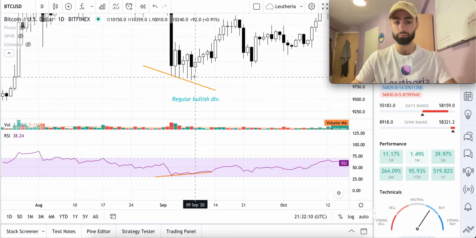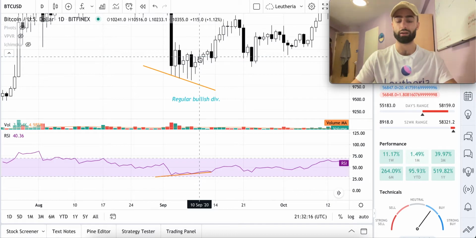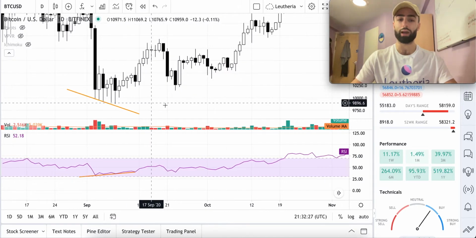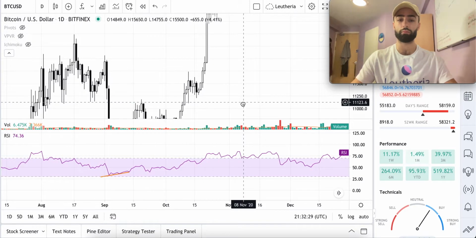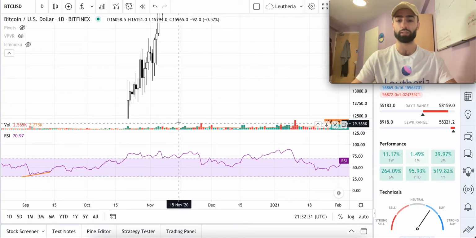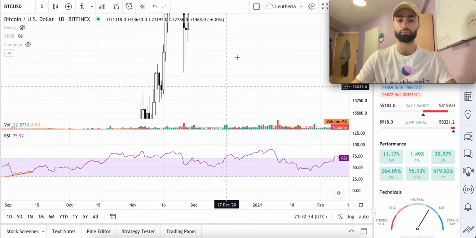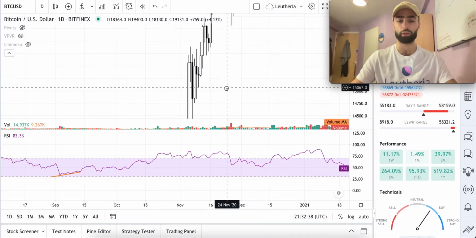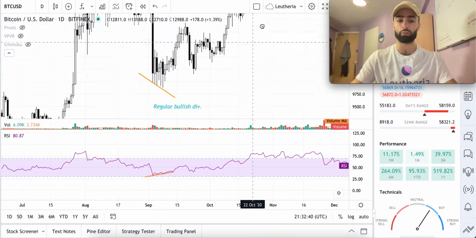And so your entry would be right as soon as the high of this inside bar gets broken, right here on September 10th. You would go long, and you could put your stop loss below the previous low, which is right here from September 8th. And you could ride that baby all the way up to our current price action. You just keep riding it at that point. So that is a regular bullish divergence.